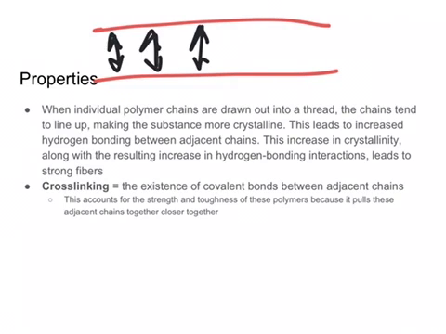And cross-linking is the existence of covalent bonding between adjacent chains, and this also accounts for the strength and toughness of these polymers because it pulls the adjacent chains closer together.